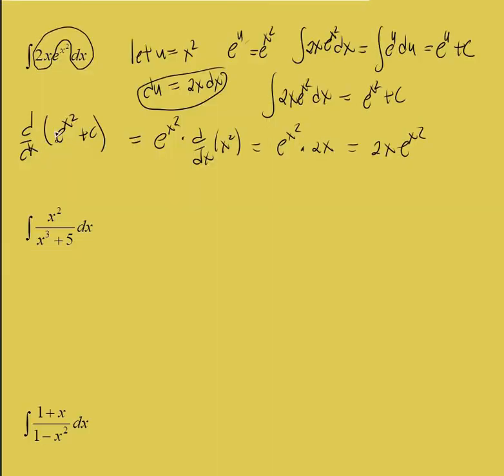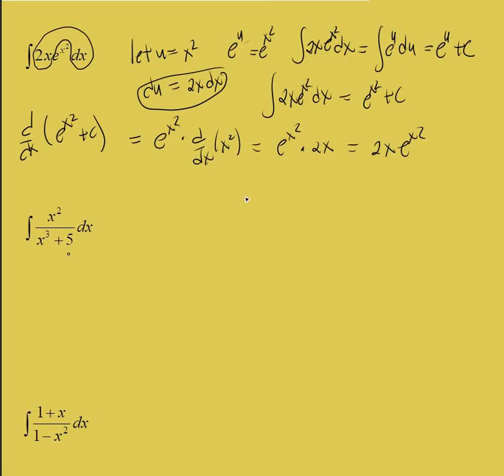And here we have, what's the derivative of e to the x squared plus c? Well, we know the derivative of c is going to be 0, so it's basically the derivative of e to the x squared, which is e to the x squared times the derivative of x squared, which is 2x, and then we have 2x e to the x squared. Let's do this one.